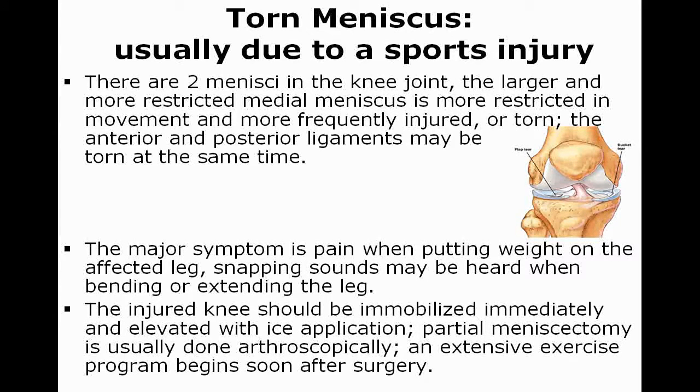There are two menisci in the knee joint. The larger and more restricted medial meniscus is more restricted in movement, so that's the one that's more likely to tear or be injured. The anterior and posterior ligaments may be torn at the same time. So a person can have a torn meniscus and a tear of an anterior ligament or posterior.